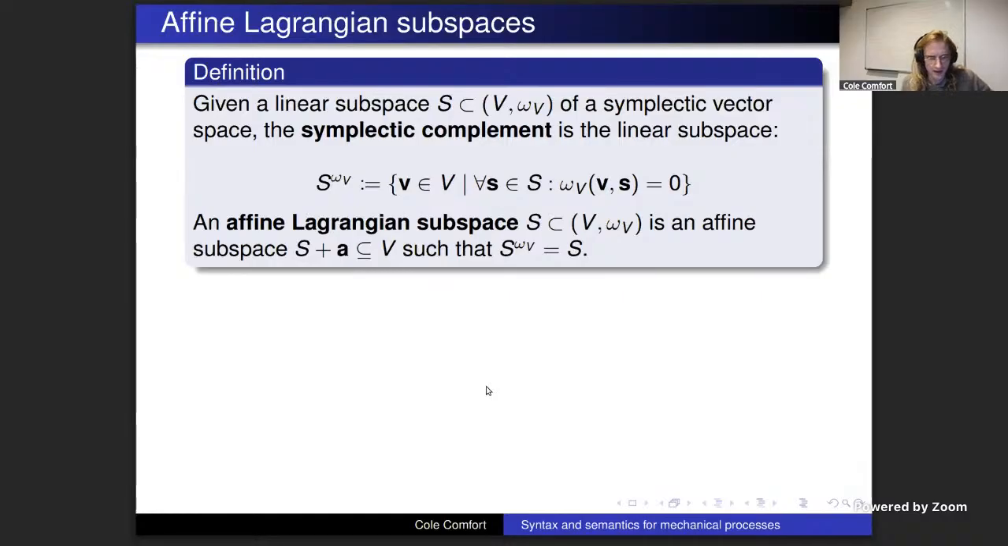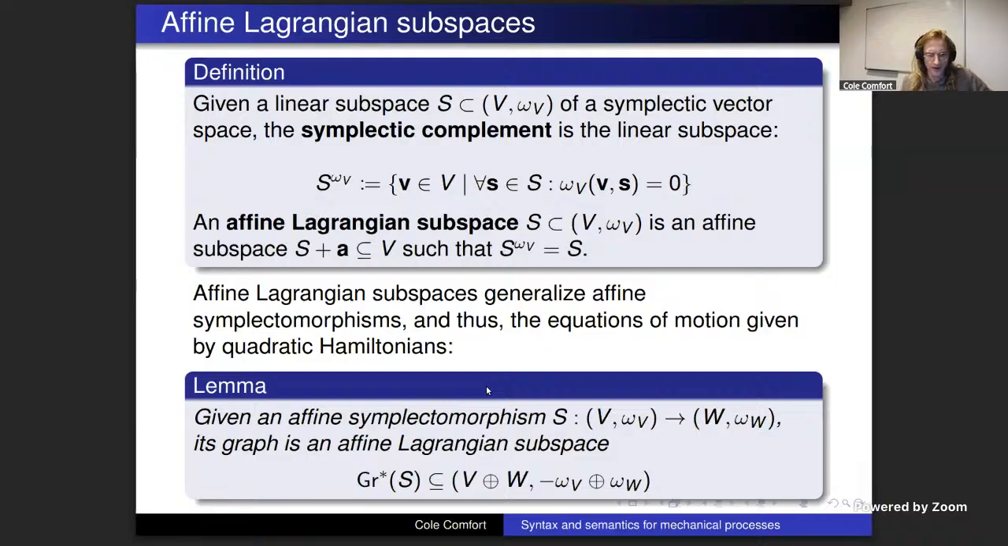And an affine Lagrangian subspace of a symplectic vector space is an affine subspace where the linear part of the subspace is orthogonal to itself under the symplectic form. So this is something you don't get if you just work with the usual inner product. And the idea is these affine Lagrangian subspaces generalize affine symplectomorphisms via the graph. And affine symplectomorphisms generalize the equations of motion of quadratic Hamiltonians.